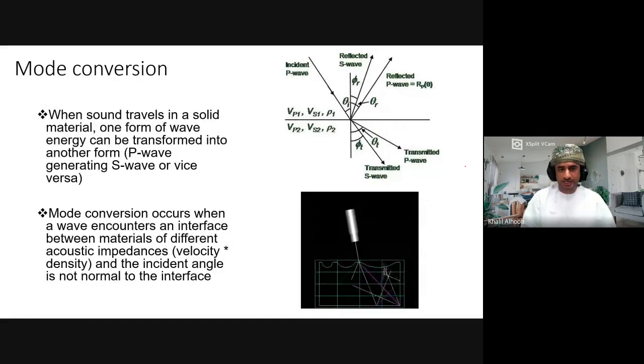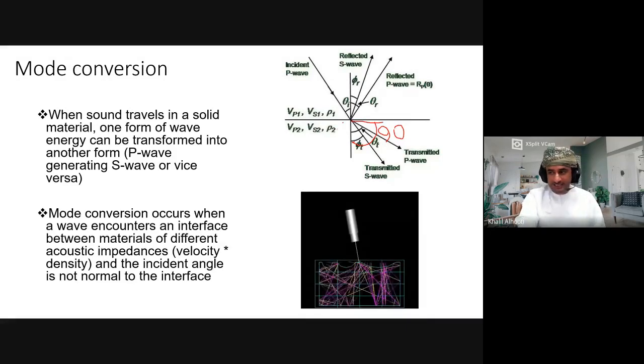Whenever there is an interface, as we said, there is a mode conversion. The P wave, whenever it moves to a different layer, generates other wave types too. So the incident P wave will also generate reflected and refracted S waves. We also need to differentiate here between normal refraction and critical refraction. This is a refraction or transmission, a normal refraction, and there is also critical refraction. Critical refraction is when the angle of refraction is 90 degrees.